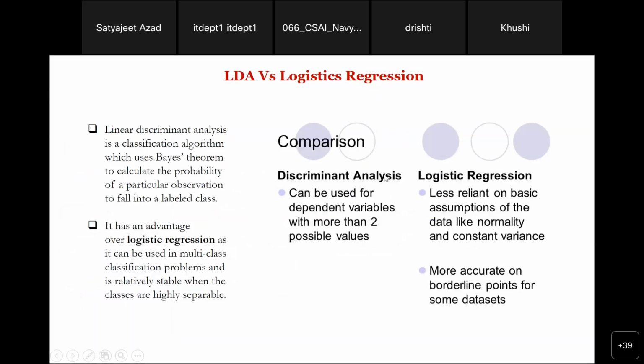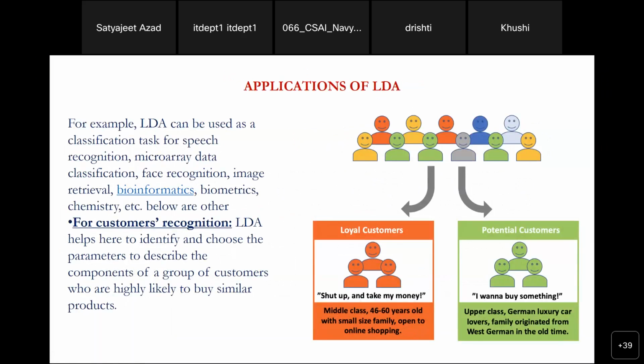If you see the applications of this linear discriminant analysis, obviously you know that LDA is used for classification tasks, and LDA can also be used for speech recognition, maybe in natural language processing, face recognition. You can even apply it for image retrieval. Also, obviously, in bioinformatics and chemistry, where there is some kind of a class level. In that case, you can apply this linear discriminant analysis.